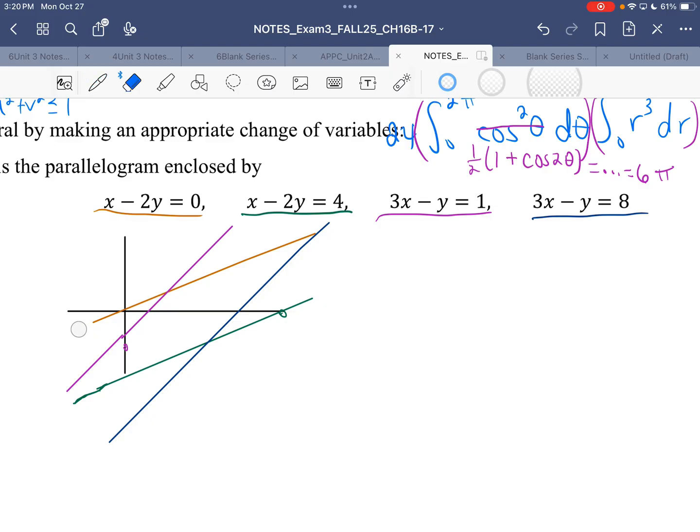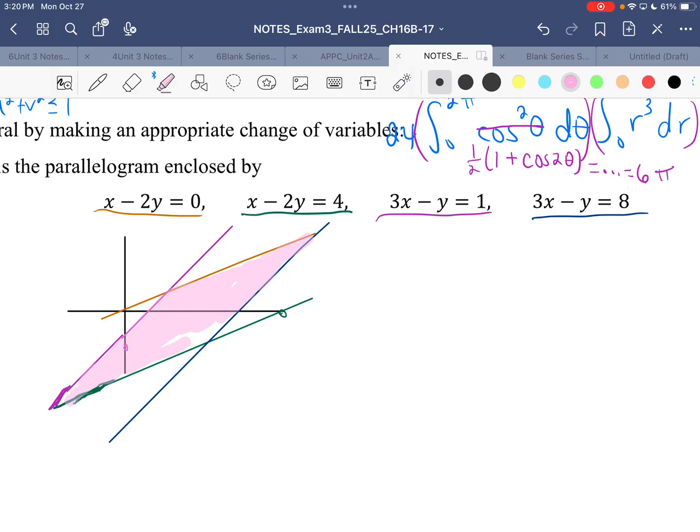Wow, what a beautiful region. I worked so hard to make that look so accurate. Hang on. They're not quite intersecting. Okay. So this is the region we're enclosed in.